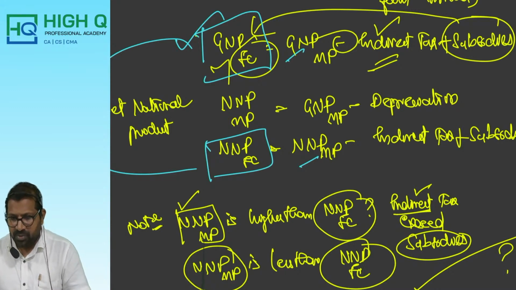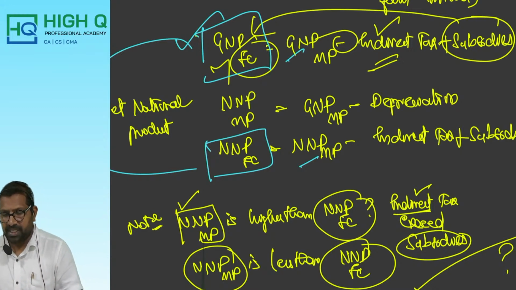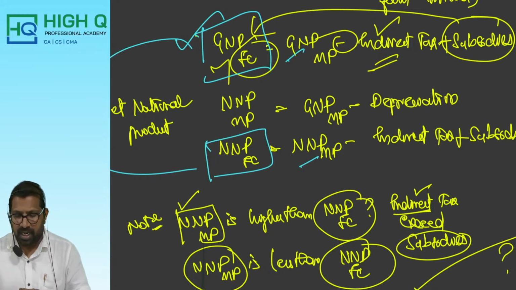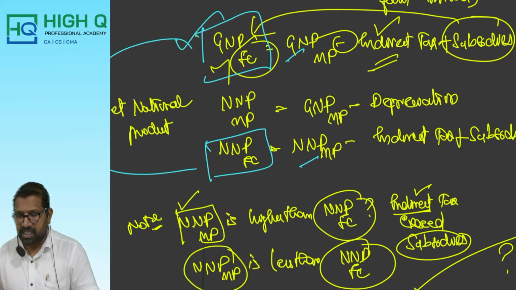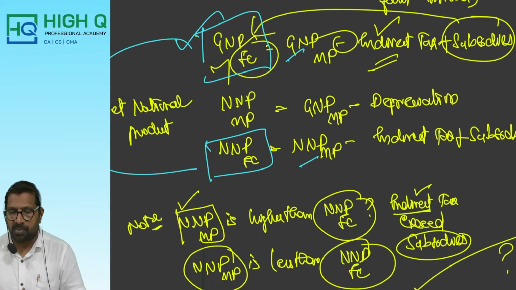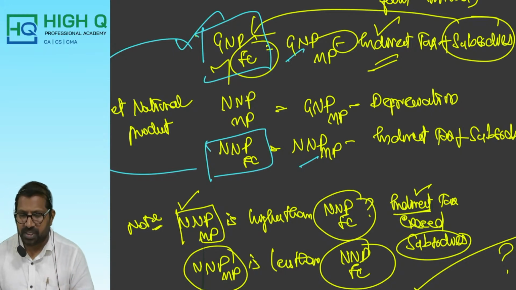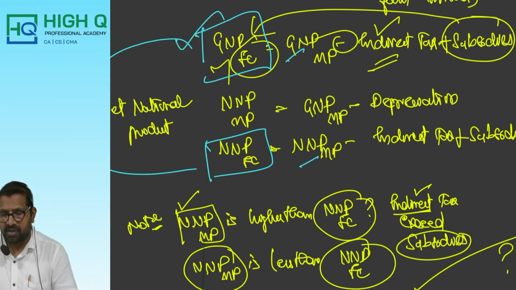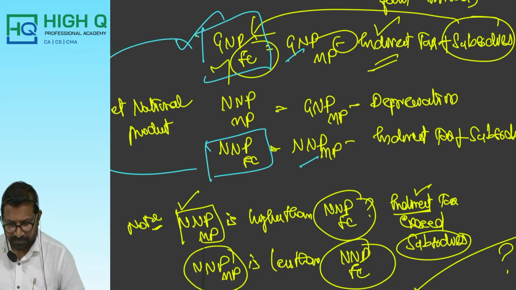If you understood the basic concepts of NFIA, why we are deducting the depreciation, why we are adding indirect taxes, why we are subtracting the subsidies, these are all practical concepts which I have just explained for you to understand. With this, we will conclude the concept of national income. In case of any questions, please post your questions in the chat box.